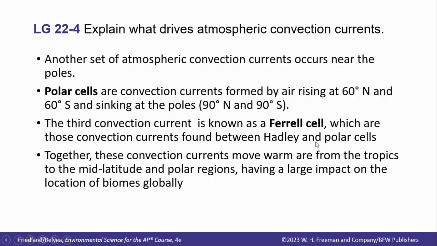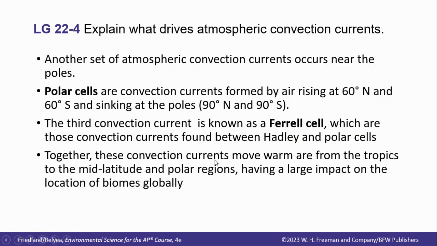Okay. So another set of atmospheric convection currents occur near the poles. These polar cells are convection currents formed by air rising at 60 degrees north and 60 degrees south, and sinking at the poles at 90 north and 90 south. Okay, so this is like Canada and the Arctic and the Antarctic. The third convection current is known as the Ferrel cells, which are those convection currents found between the Hadley and the polar cells. So that's kind of where we are. Together, these convection currents move warmer air from tropical regions to mid-latitudes and polar regions, having a large impact on locations of biomes globally.